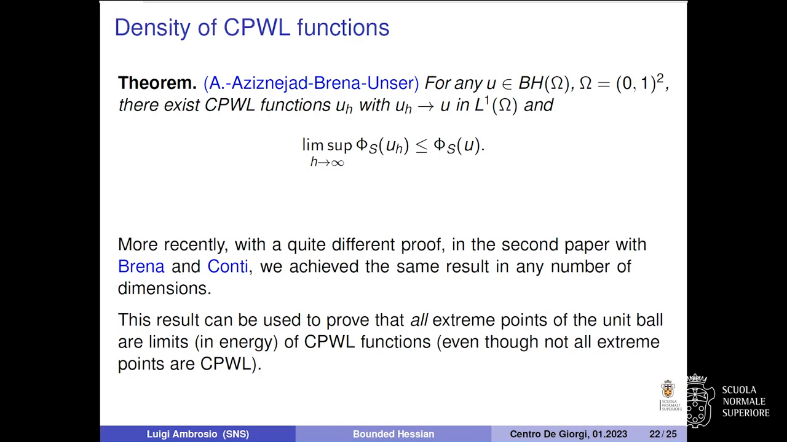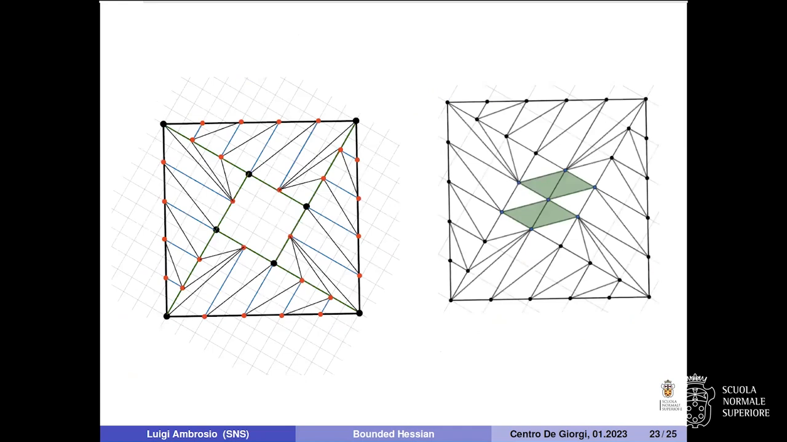Okay, so let me just spend maybe the last few minutes with a very rough idea of the first theorem. It will be too long to go through the second result in any number of dimensions. Okay, so as I said, the essential idea is to adapt the triangulations to the local behavior of U.